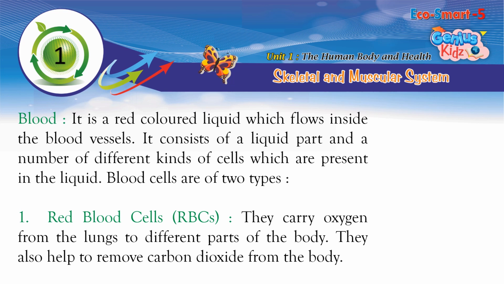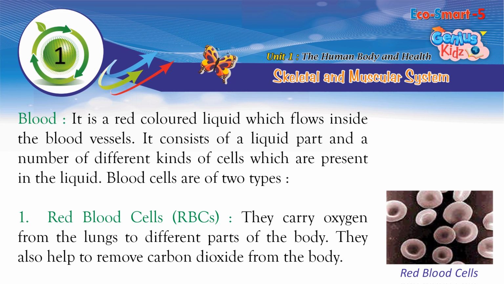Blood. It is a red-colored liquid which flows inside the blood vessels. It consists of a liquid part and a number of different kinds of cells which are present in the liquid. Blood cells are of 2 types. 1. Red blood cells, RBCs. They carry oxygen from the lungs to different parts of the body. They also help to remove carbon dioxide from the body.